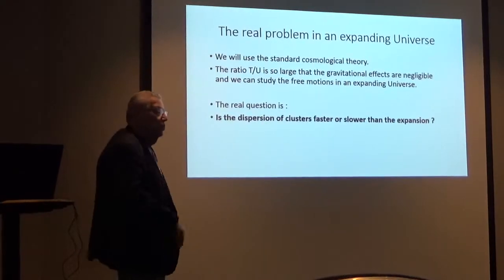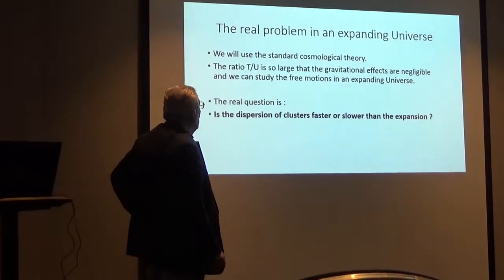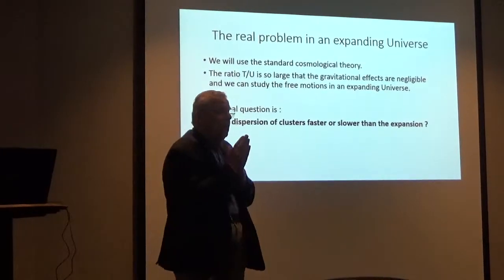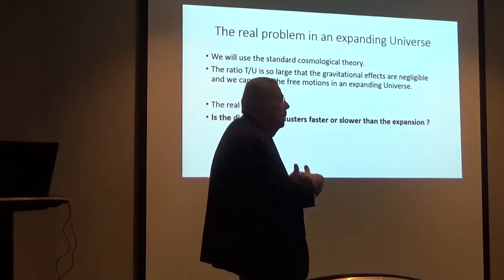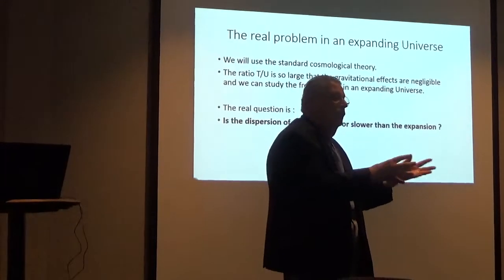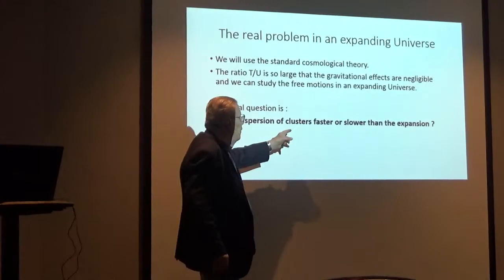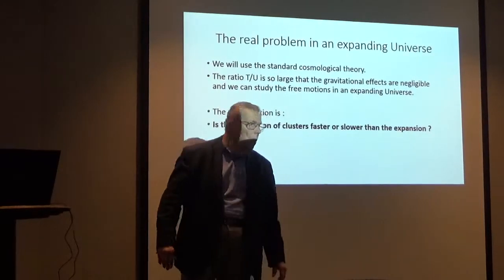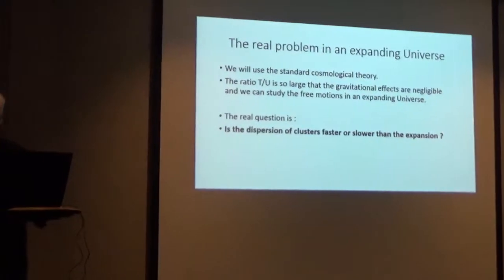We will use standard cosmology, but this can be studied in many different cosmologies. The ratio T over U is so large that the gravitational effects are very small, and we can study the free motion in an expanding universe. The gravitation will be a small plus for the stability, and that's all. So the real question: is the dispersion of a cluster faster or slower than the expansion? That's the true question. So we will use the comoving system.